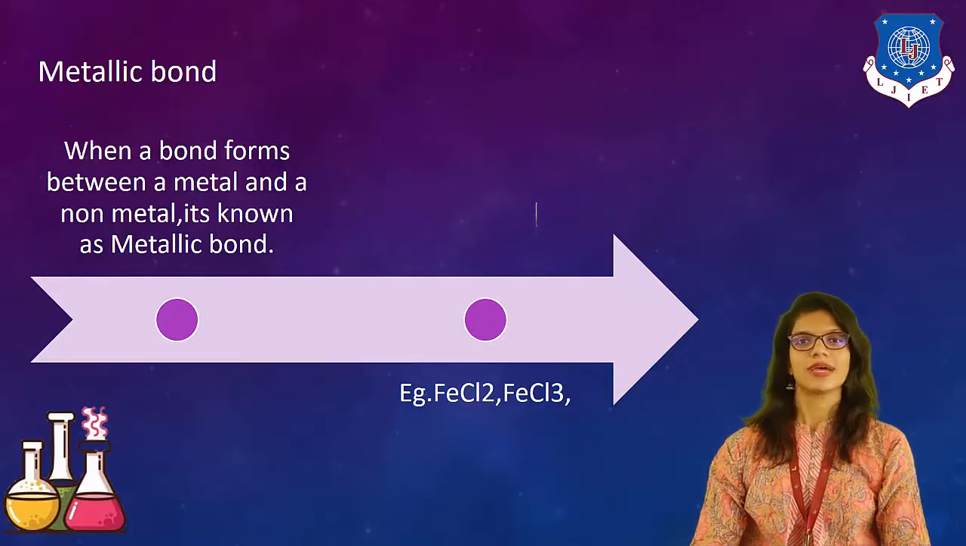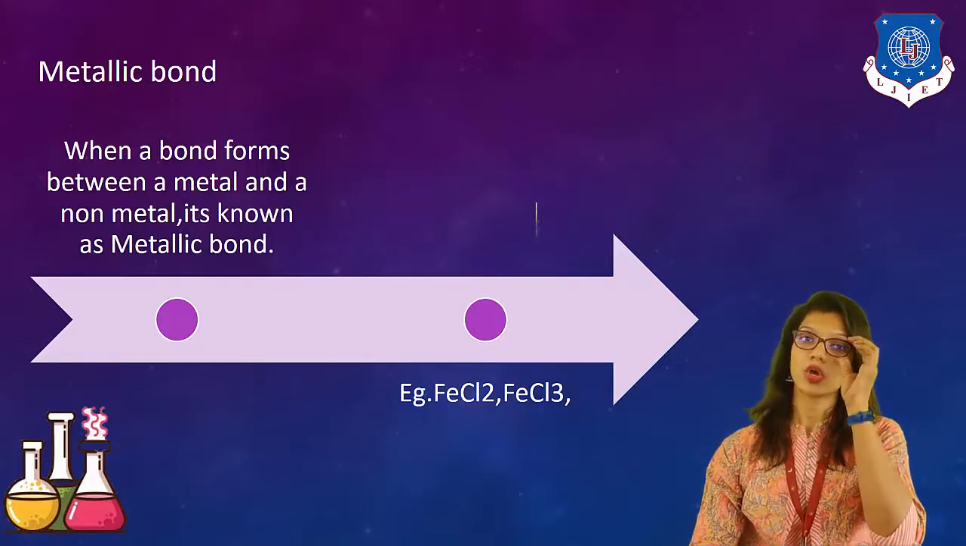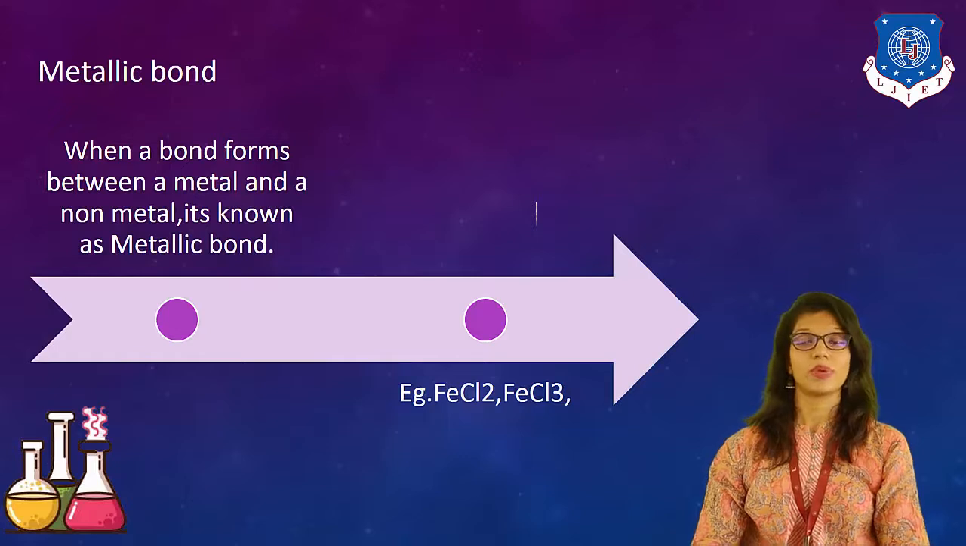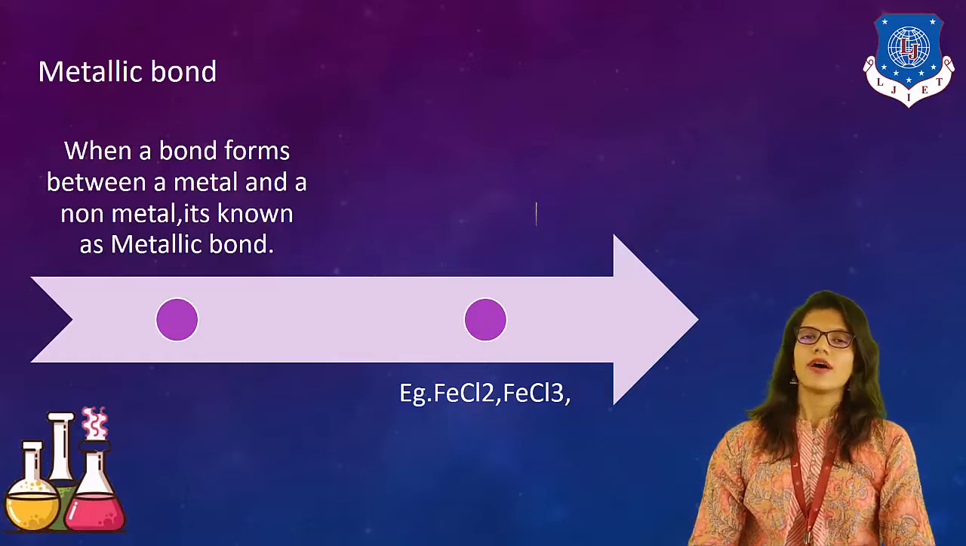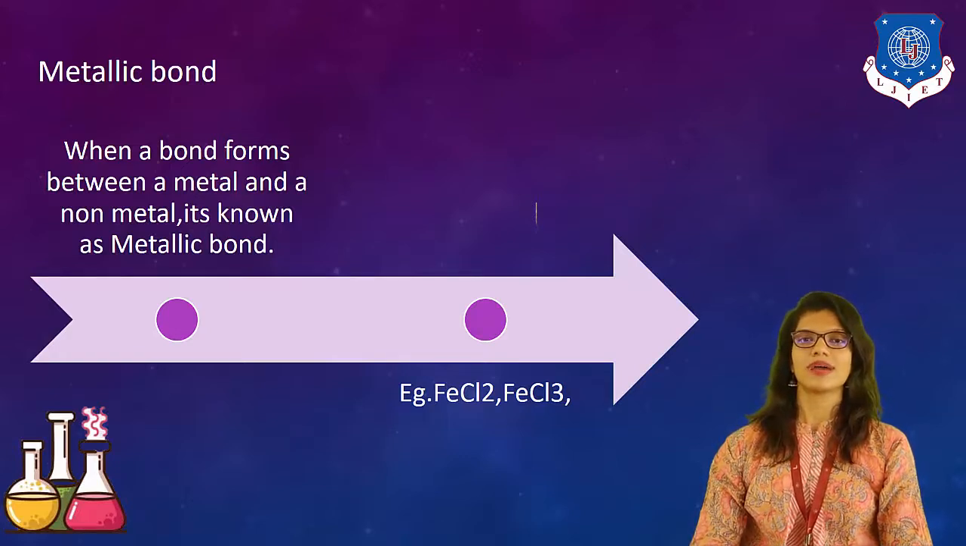So here we have seen the structure of an atom. Afterwards we have seen what a bond is. Then we have seen the types of bonds, in which we have studied ionic bond as well as covalent bond. After that, we are going to start the next one, which is metallic bond.